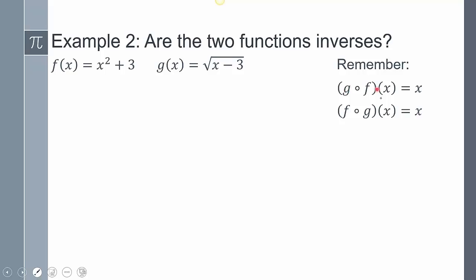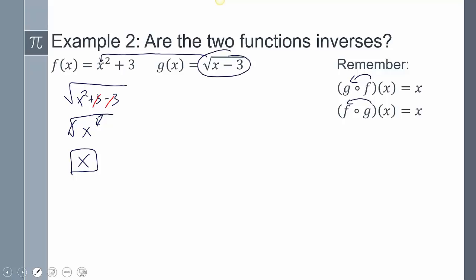The first one, g of f of x, meaning I take my f function and plug it into my g function. So instead of x, it's now x squared plus 3. Well, the 3's cancel out. And then the square root and the square cancel out, and I'm left with x. Now the next one: take my g function and plug it into f. Well, the square root and the square are going to cancel out. And then negative 3 and positive 3 cancel out, and I get x. Well, I showed x equals x. Therefore, I can conclude these are inverses of each other.